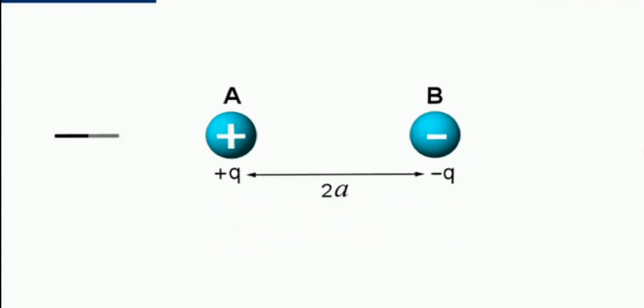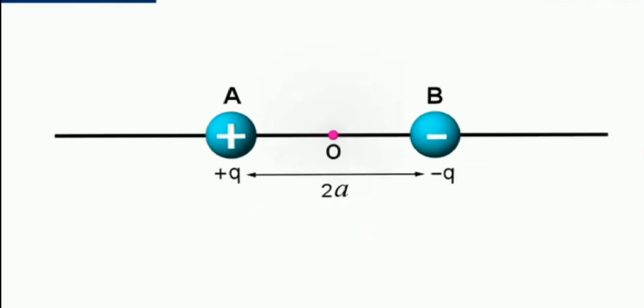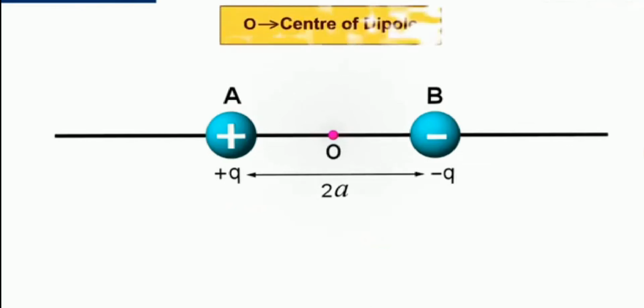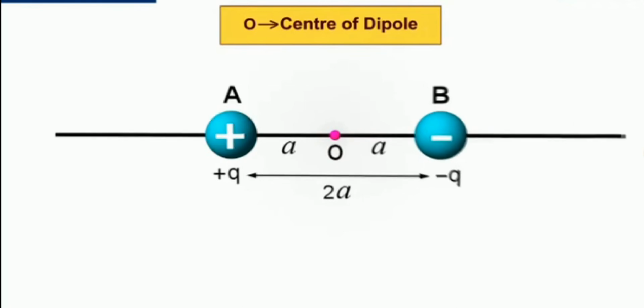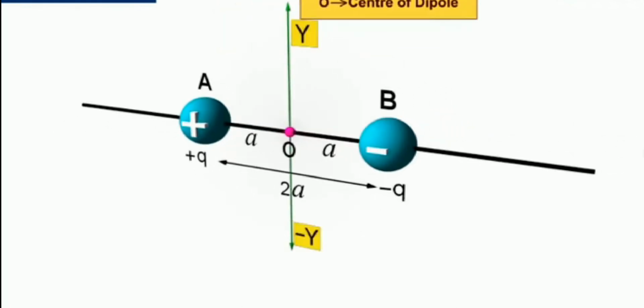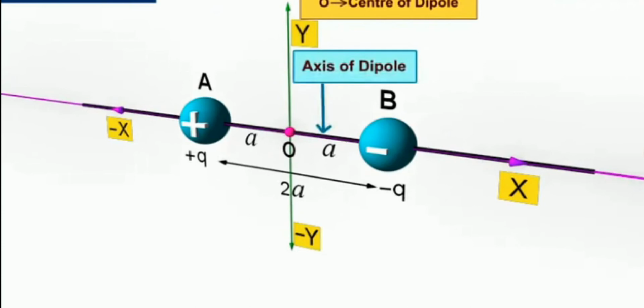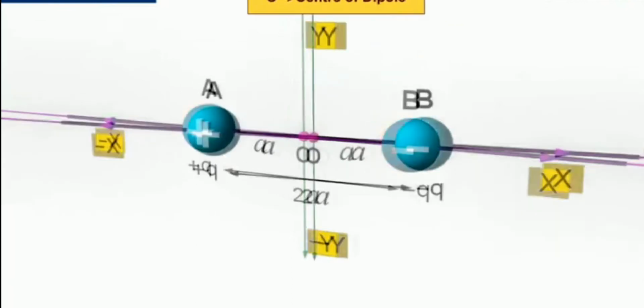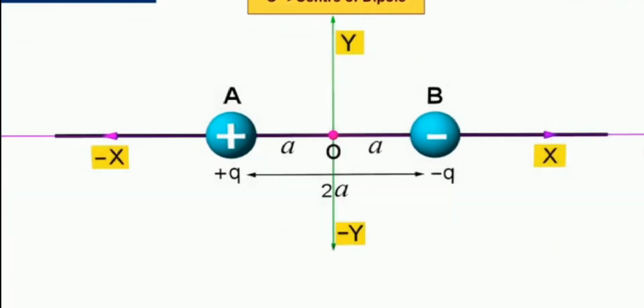For an electric dipole, the midpoint O of the line joining the charges is called the center of the dipole, and the straight line passing through the charges and also through the center is called the axis of the dipole. Assume that the dipole is placed such that the center O coincides with the origin, and the axis of the dipole coincides with the x-axis of the Cartesian coordinate system. The charge -q is placed along the positive x-axis, and the charge +q is placed along the negative x-axis.